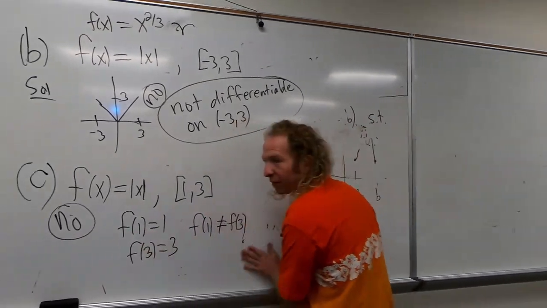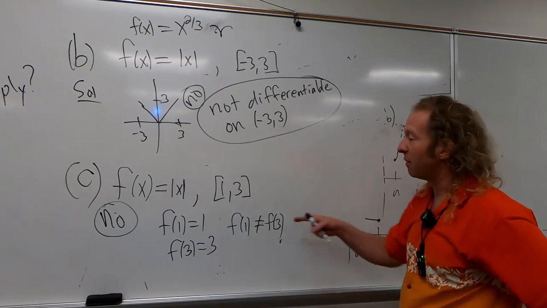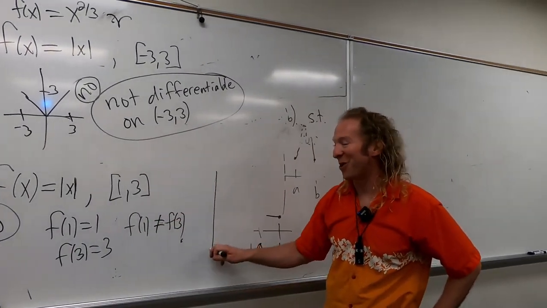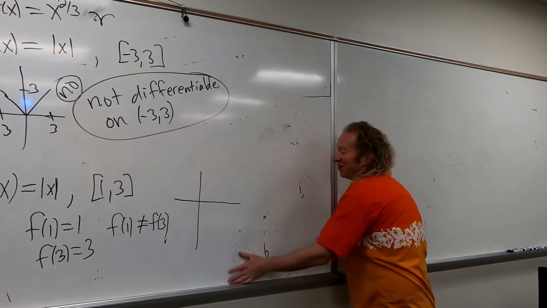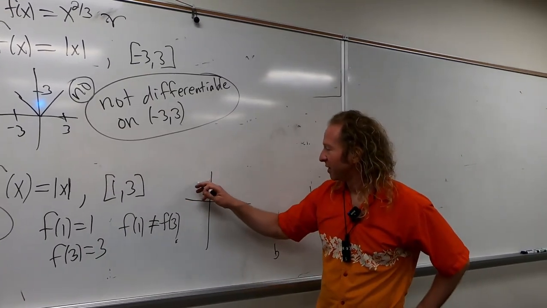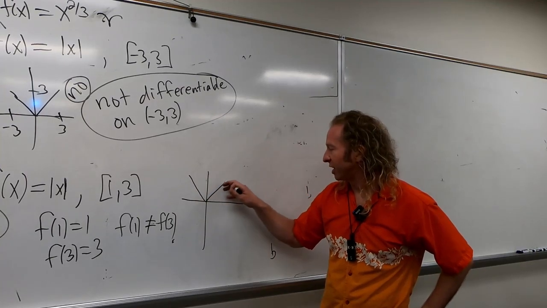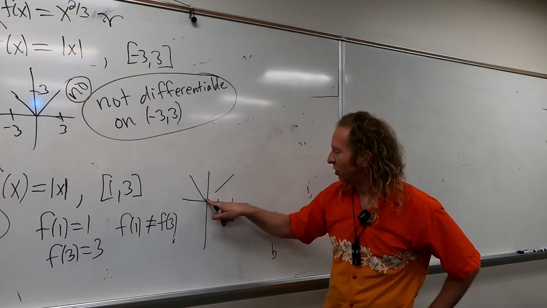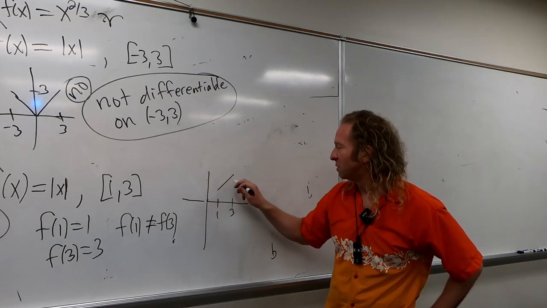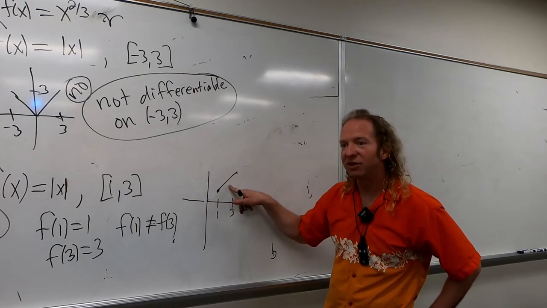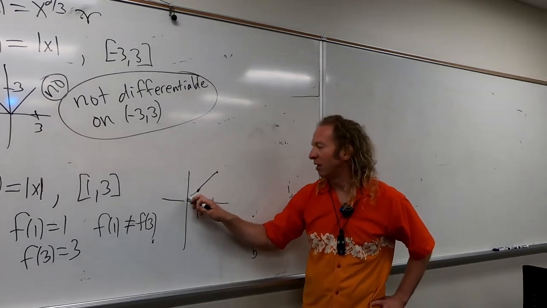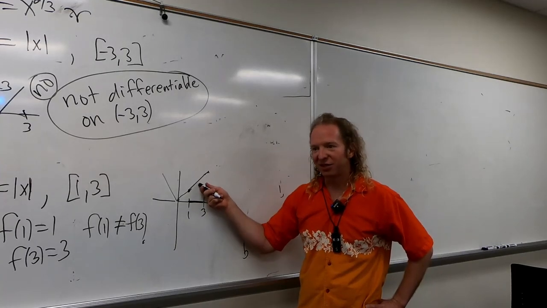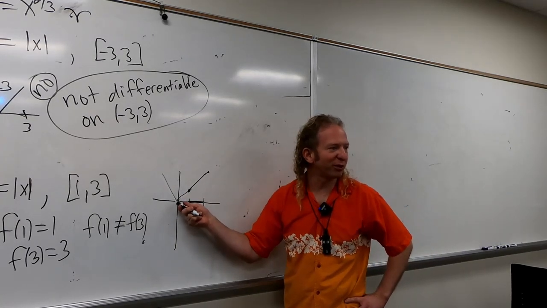If we also put not differentiable on this one, it would be wrong, because this one is differentiable. That was the tricky part. If you graph this, the absolute value function looks like this, but you only care about this piece. This is a line. You could take the derivative here, no problems. So here, it's differentiable, because it's just a line. It's only not differentiable at zero.